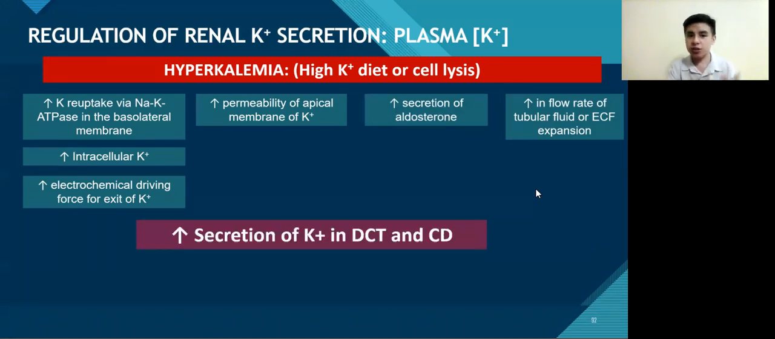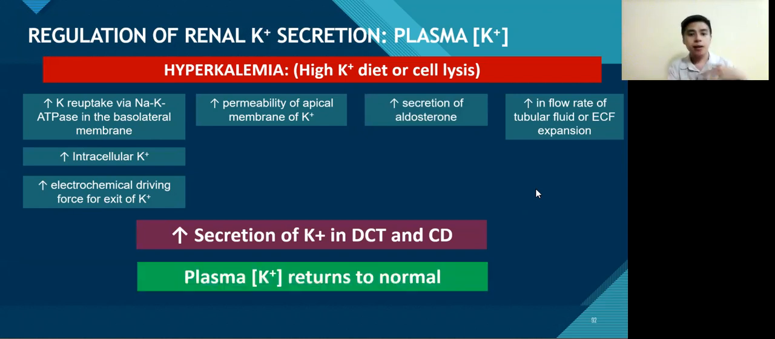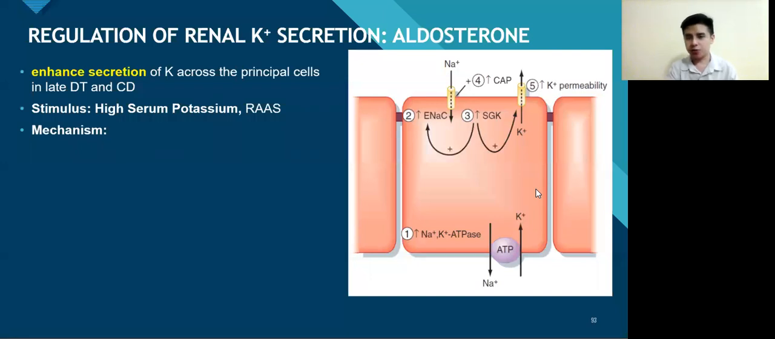Overall, all these things will increase potassium secretion in the distal, late DCT and collecting duct, thus decreasing your plasma K back to normal. So that's it. Hyperkalemia, enhanced potassium secretion, brings your potassium level back to normal. How about aldosterone? Earlier I said aldosterone will enhance sodium reabsorption but also enhance potassium secretion. Two actions: reabsorption of sodium, potassium secretion.